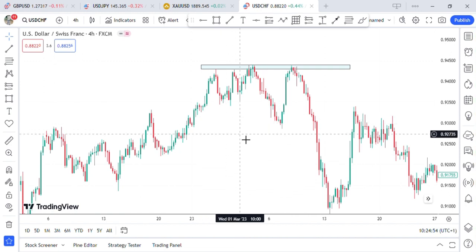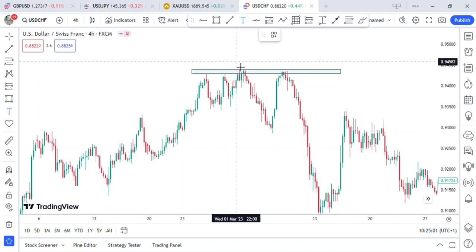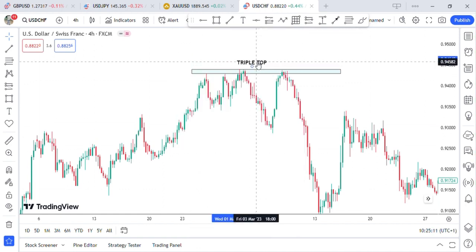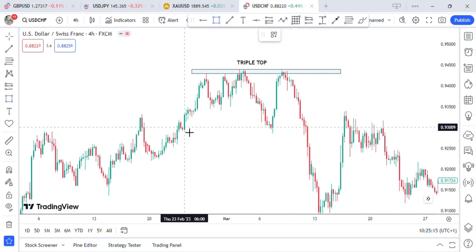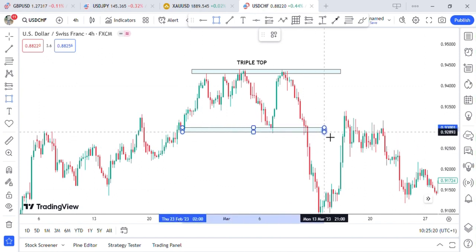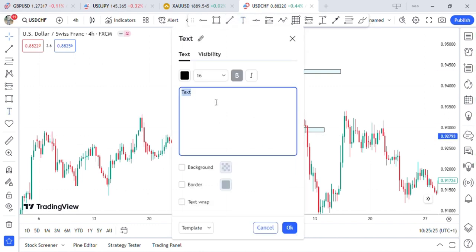So this is some of what YouTube traders teach on their YouTube channel. They call this level a triple top. So let me write triple top right there. And also they call this level a resistance, a support line, or neckline. So let me type in neckline here, for better understanding.